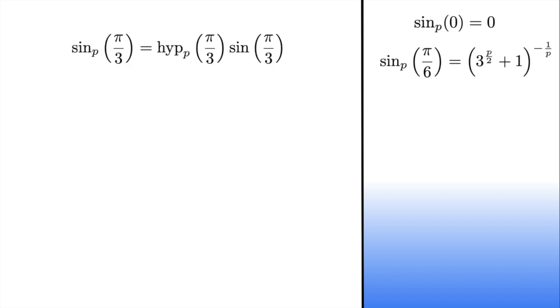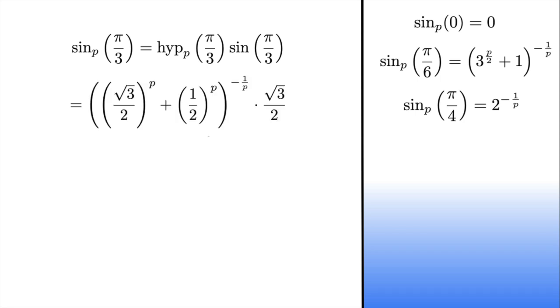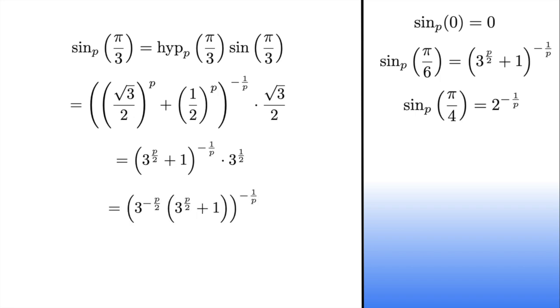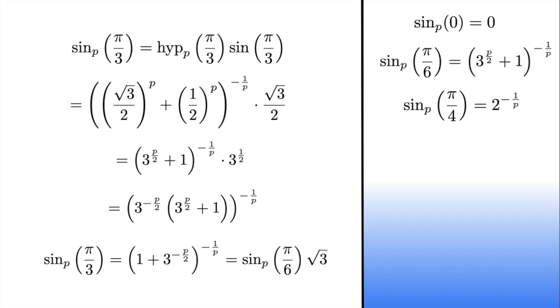The process for pi over 3 is similar to pi over 6, since height of pi over 3 equals height of pi over 6 due to its reflectivity. We know that the 2's eventually cancel each other out, so now we can move the root 3 under the negative pth root by multiplying the exponent by negative p. Then, distributing that 3 to the negative p over 2, we get that sine base p of pi over 3 equals 1 plus 3 to the negative p over 2, all to the negative 1 over p, which is also equal to sine base p of pi over 6 times root 3.